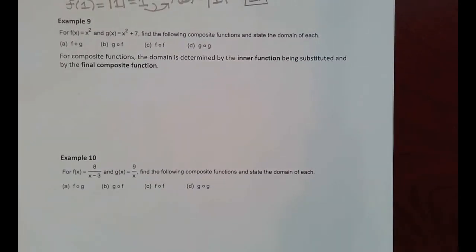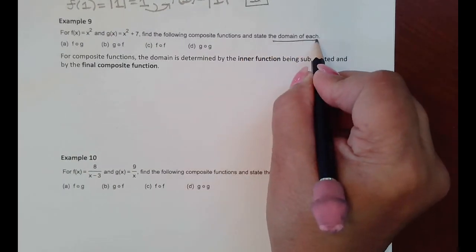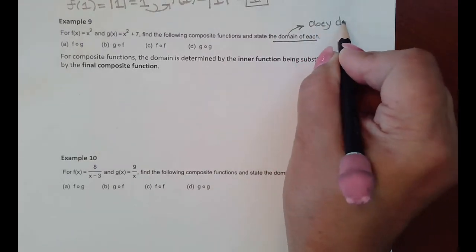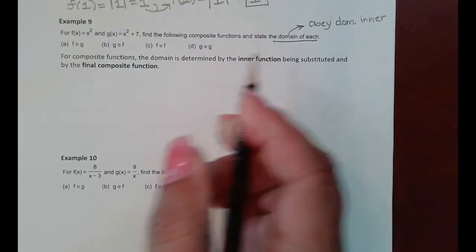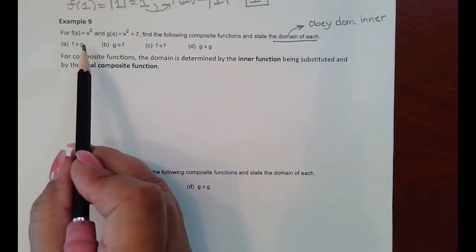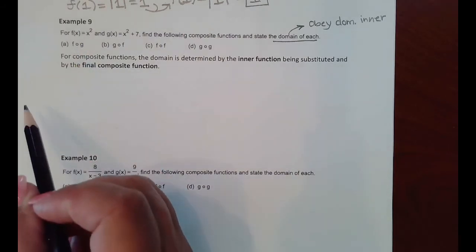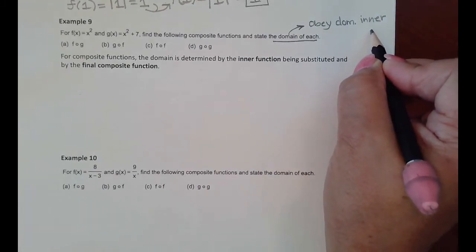Now we're going to get into the skill of being able to tell what is the domain for the composition. So remember, when you go to state the domain, you're going to obey the domain of the inner function. That's what I'm going to call it, but I could describe it other ways. This would be the inner function, or it's the function after the composition symbol. It's what you're substituting into the outer function.